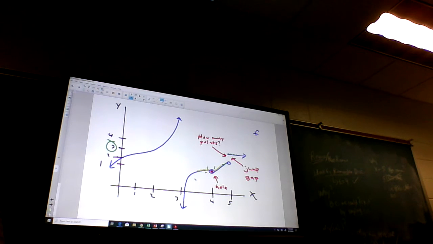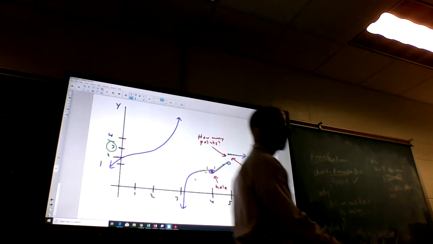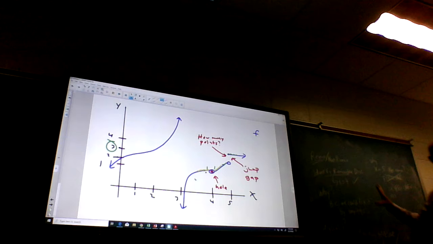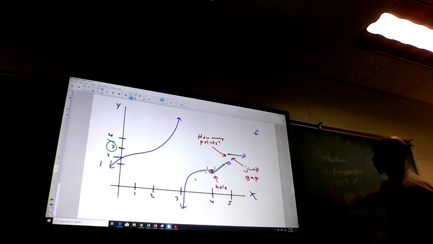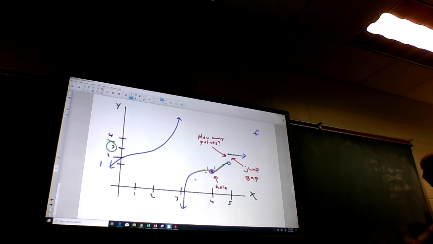Okay, I think the next thing we need to talk about is continuity. I'm getting ready to erase both of these things. Are you guys okay with that? So I just asked you the difference between removable and non-removable, right? So now let's go with continuous.